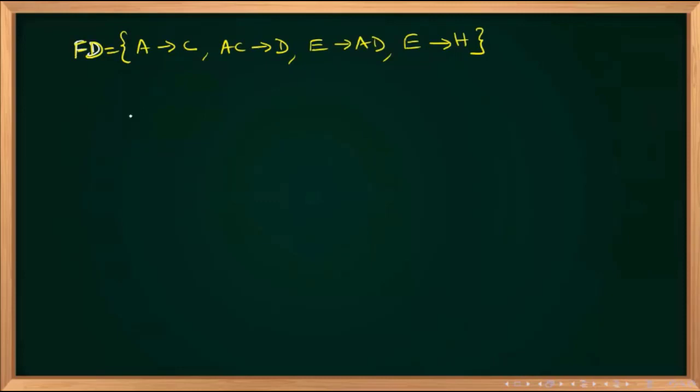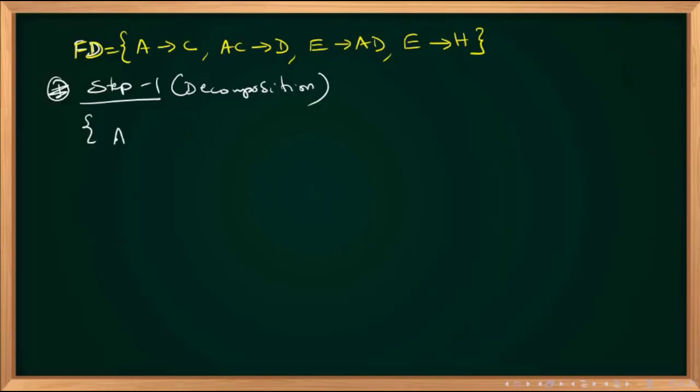Those who didn't understand, I'll do it. What is the first step? Tell me. First step, I'll write step 1. In the examination you don't have to write like this, you can do it quickly. For understanding purposes, I am writing. Step 1, decomposition rule. So what is that? I can decompose it into A to C. There is no decomposition.